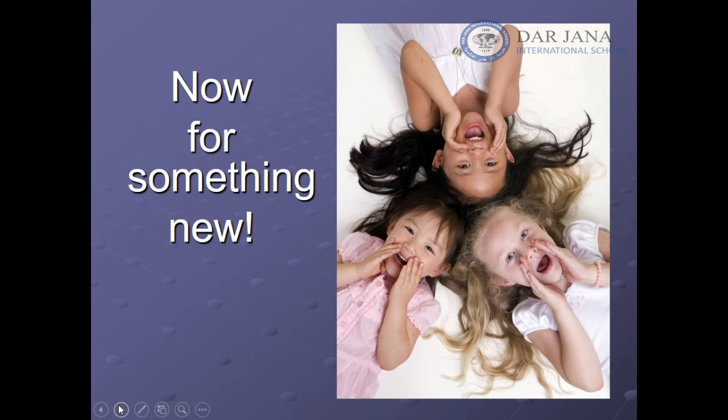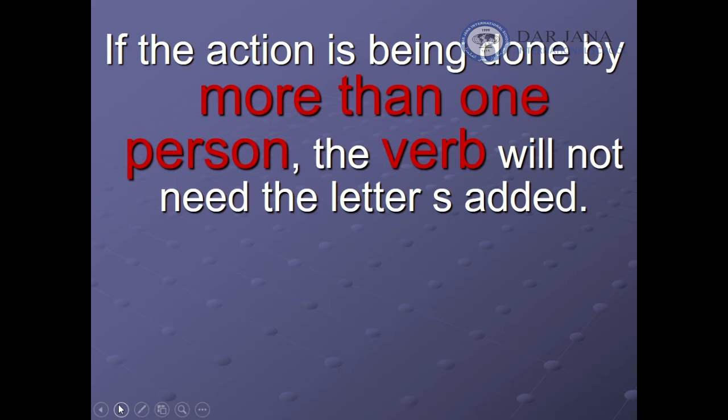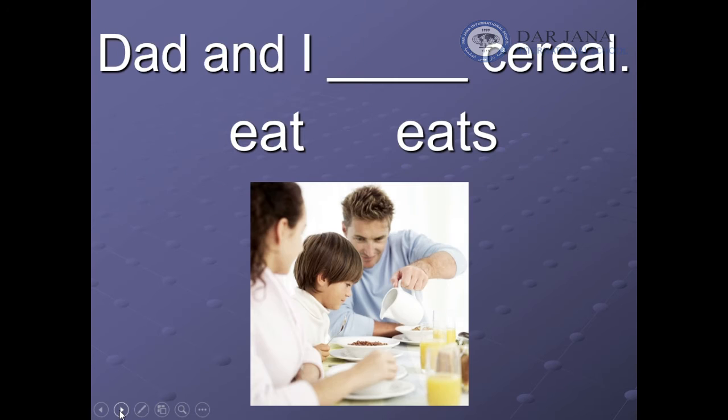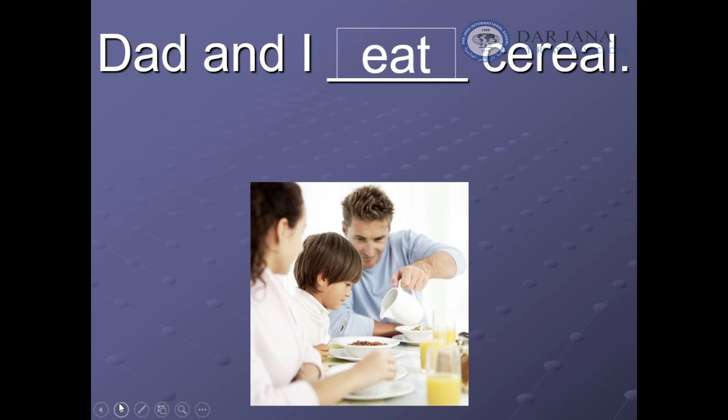Now for something new. Let's take a look. If the action is being done by more than one person, the verb will not need the letter S added. So if we're talking about more than one, we do not need to add the letter S. Dad and I. Here we're talking about more than one. So it's going to be eat or eats cereal. Dad and I eat cereal, because we're talking about more than one.